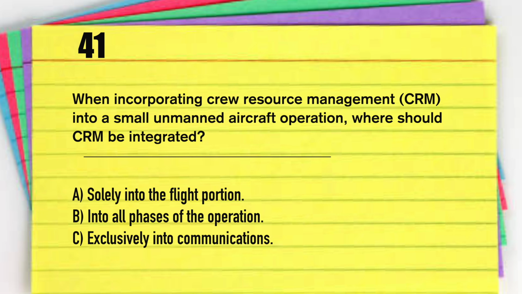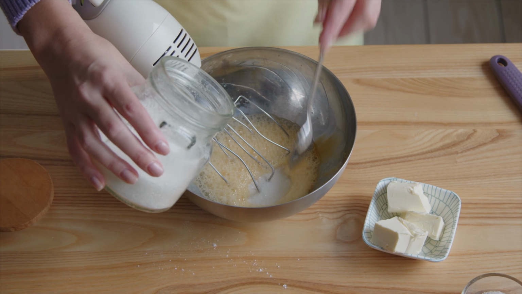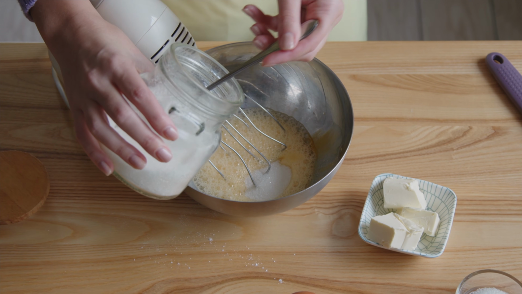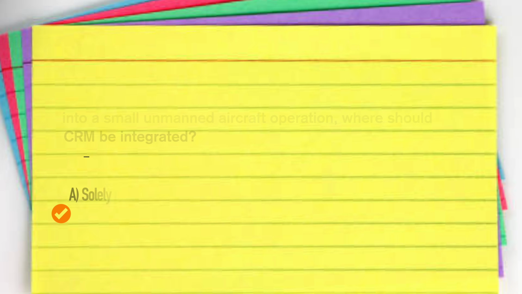Now, this question is kind of like a freebie. They give you this question because they want you to answer it correctly, not necessarily because they're trying to trick you. And you know how I know that? It's because they exaggerate the two wrong answers. The question is, when incorporating crew resource management CRM into an unmanned aircraft operation, where should CRM be integrated? This is like somebody trying to bake a cake and they're asking themselves, where should the eggs and the milk be incorporated? In the mix. Throw it all in there. All phases of the operation. Remember that for the Part 107 exam. This is a very common question.